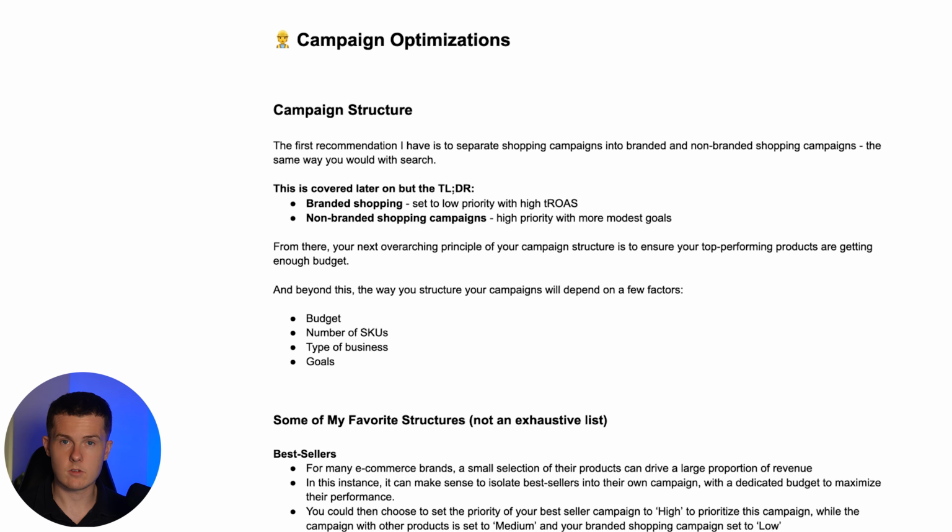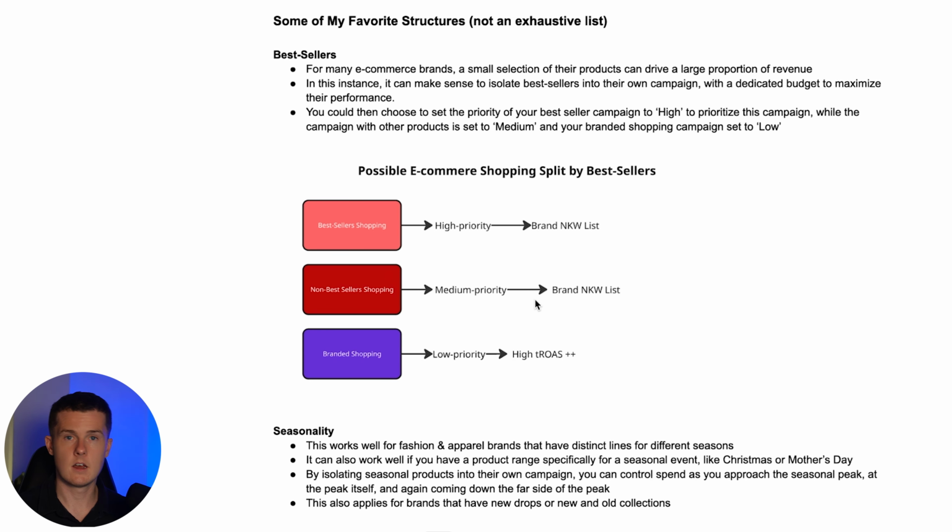From there, my next overarching principle when it comes to campaign structure is all about making sure our top performing products, those which will push the greatest volume, revenue, and profit, are getting adequate budget. Thereafter, how you structure your campaigns is going to depend on a few different factors, like your budget, the number of products you have, the type of business you run, and obviously the general goals for your business as well. Now, I'm going to get straight into some of my favorite structures. This is not an exhaustive list. I don't have a cut and paste for every business. You have to understand that there's so much at play when it comes to determining a good structure, but these are some of my favorites that I've used to really high degrees of success in 2026.